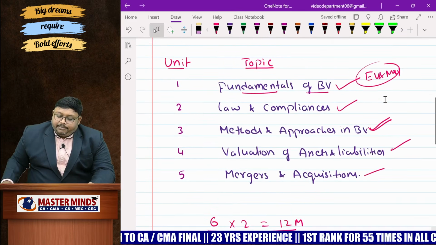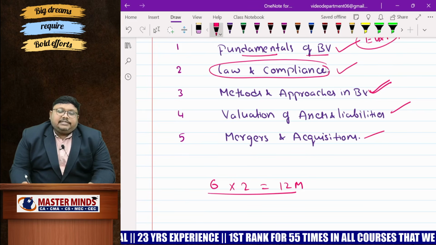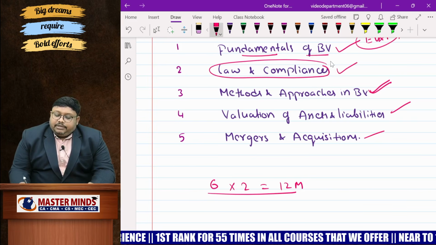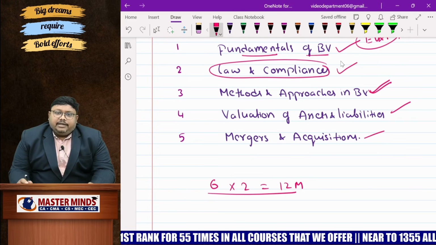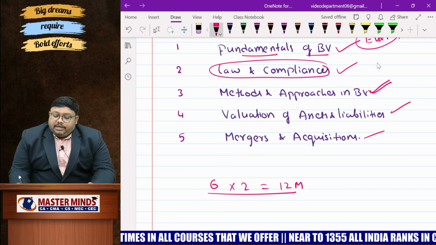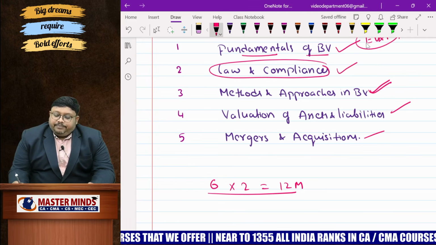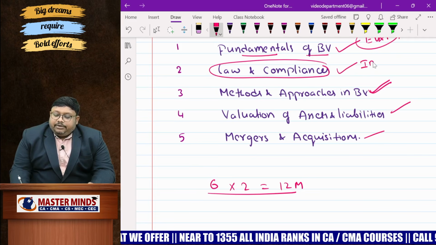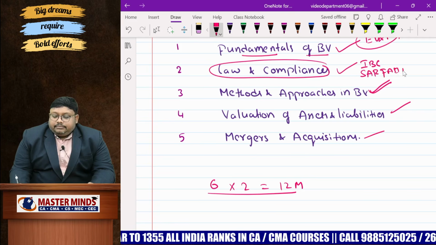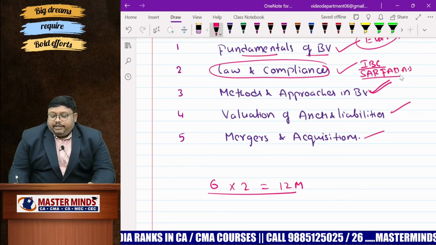When it comes to the remaining part, laws and compliances, generally this is last minute. If you have time, you can check this laws and compliances topic, or otherwise you can leave it. Till now no question has been asked from this part in the examination. If you want to review, the most important are the IBC code and SARFAESI Act, the Insolvency and Bankruptcy Code and the SARFAESI Act, which you have already covered in your law.